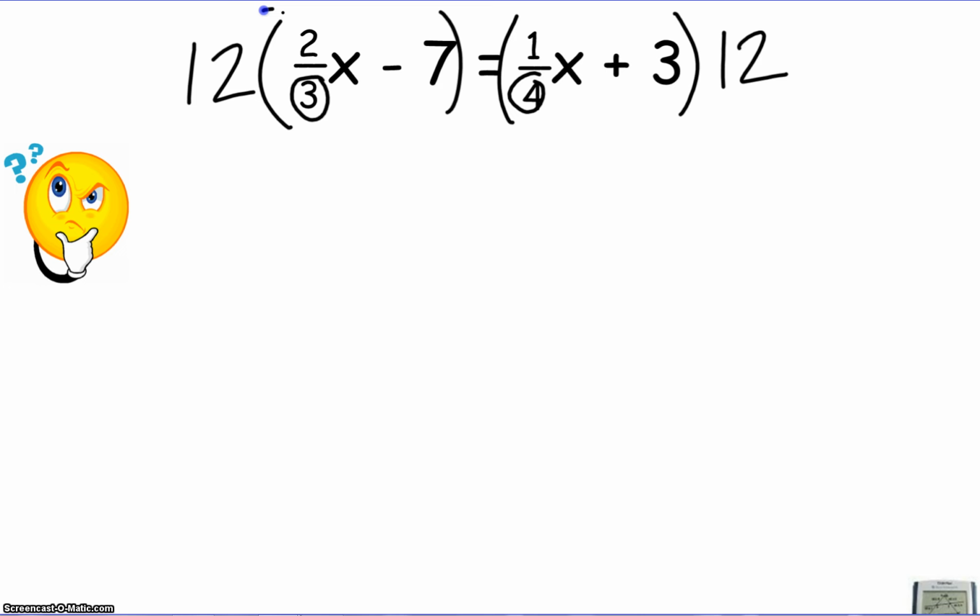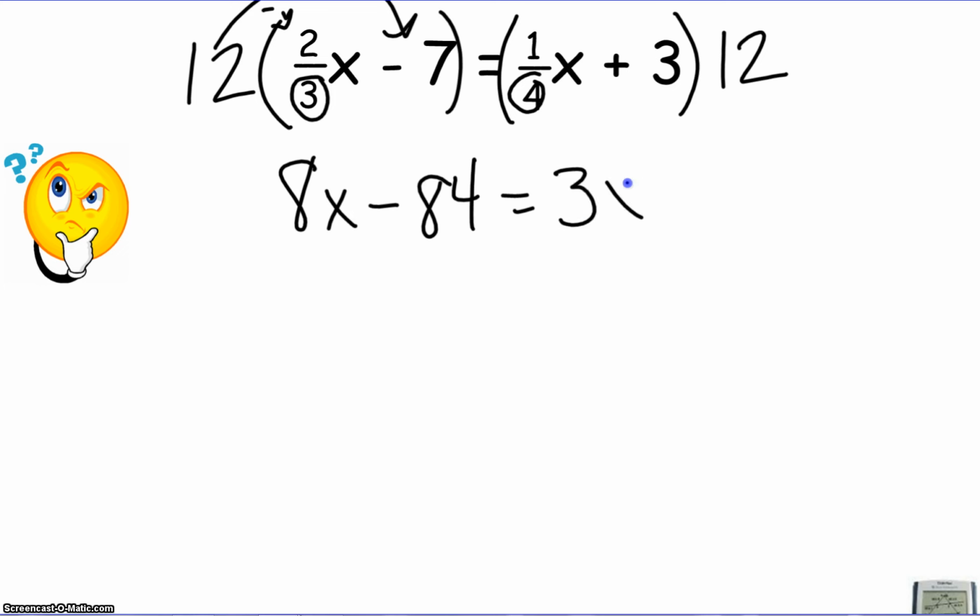So 12 times 2 is 24, divided by 3 is 8x. And then 12 times negative 7 is negative 84. Equals 12 times 1 is 12, divided by 4 is 3x. And then 12 times 3 is plus 36. Now it looks like something you can solve, right?